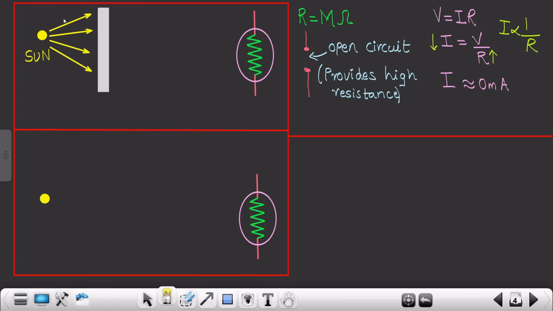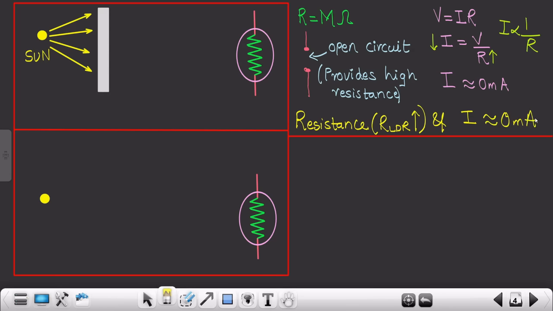So when sunlight is not incident on this particular LDR sensor, the resistance of this LDR sensor is in mega ohms. So the resistance of the LDR sensor, R_LDR, is maximum. And the current I flowing through this LDR sensor would be almost equivalent to 0 milliampere. So your I would be almost equivalent to 0. This is what we had concluded till now.